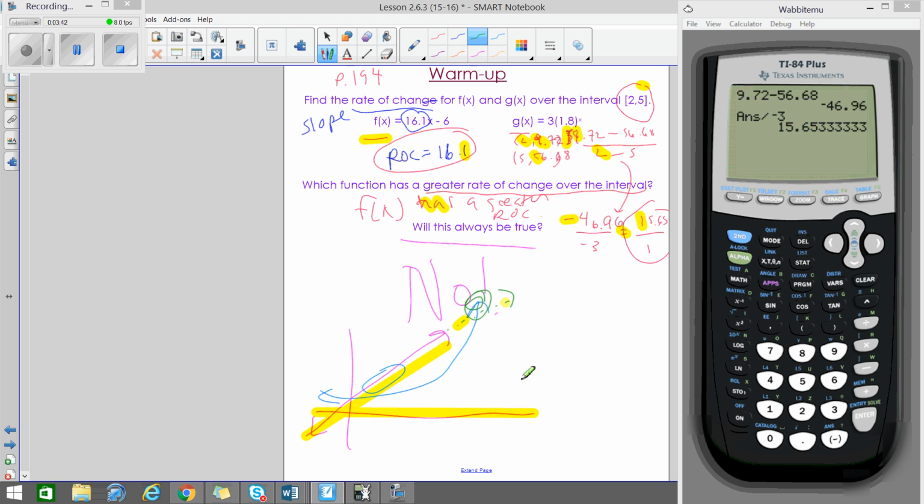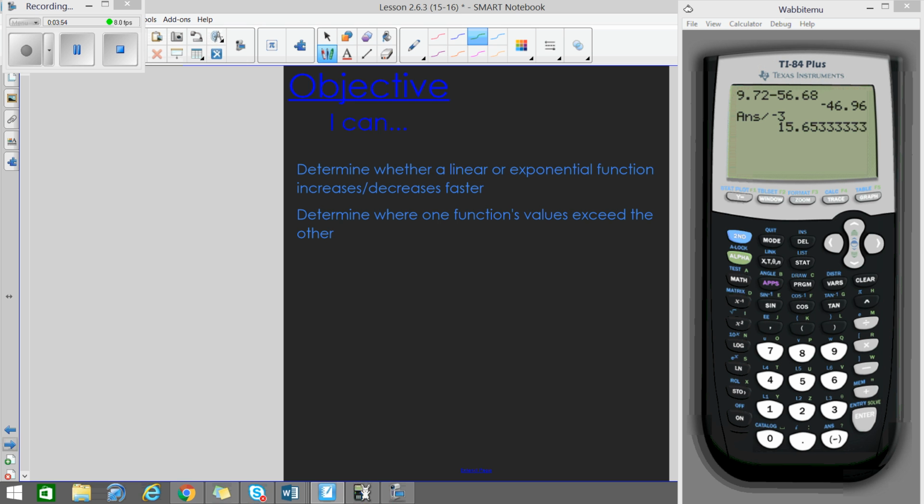I have no idea why it keeps highlighting the screen. Bear with me. We're going to go through a couple examples, and then you're going to have time to work in class and get your review done. So here we go. Today we're going to determine when a linear or exponential function will increase or decrease faster, using our calculator. And we're going to determine where one function value exceeds, or gets larger than, the other.